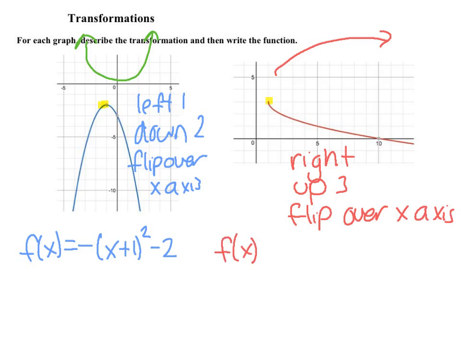I'm going to call this f of x equals, I know this is a square root graph, so I have the square root of x. Now because I went to the right 1, it's going to be -1. It went up 3, so outside of the square root I'm going to put +3. And now to look at the flip over the x-axis, I'm going to make the whole function a negative.